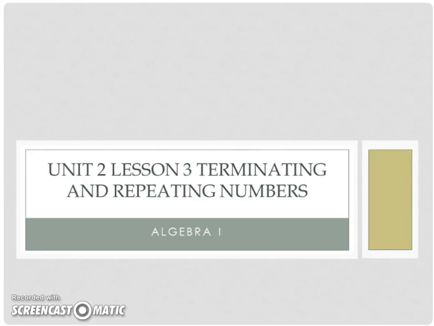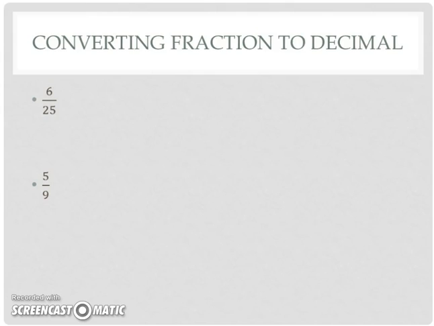All right, this lesson is from Unit 2, Lesson 3 on terminating and repeating numbers. So the first part of the lesson is having you convert from a fraction to a decimal. And to remember how to do that, you're just taking that numerator and dividing by the denominator. So in this case, you would have 6 divided by 25.